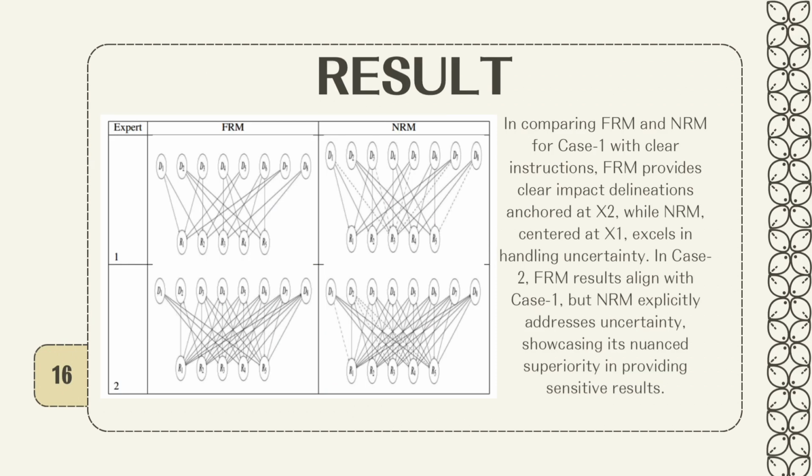Okay, so this is the result and also the comparison. In comparing FRM and NRM for case 1 with clear instruction, FRM provides clear impact delineations, while NRM centers at X1 and excels in handling uncertainty.